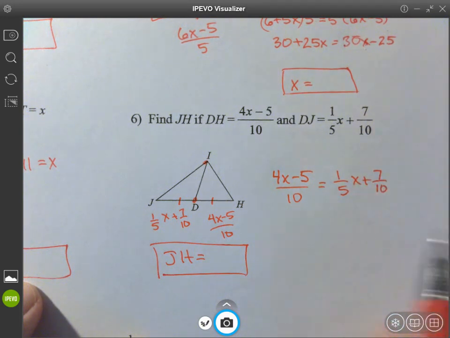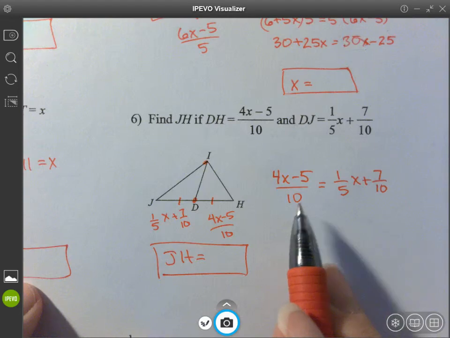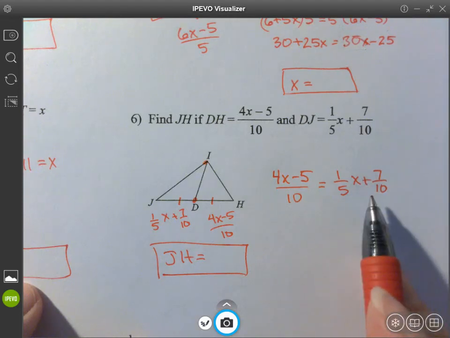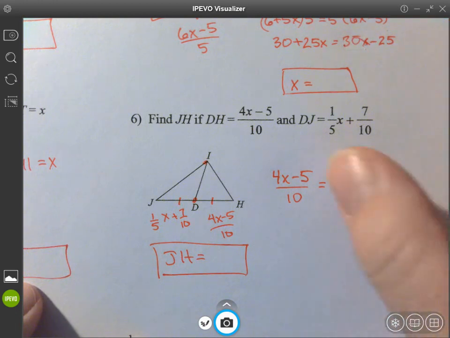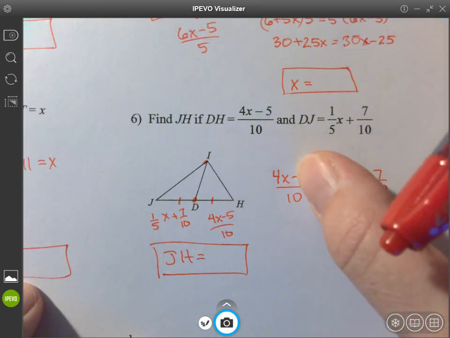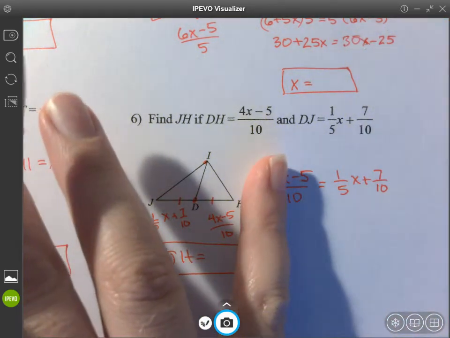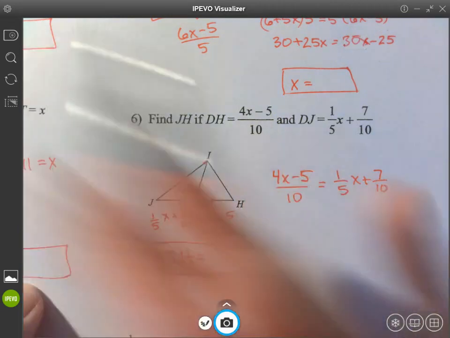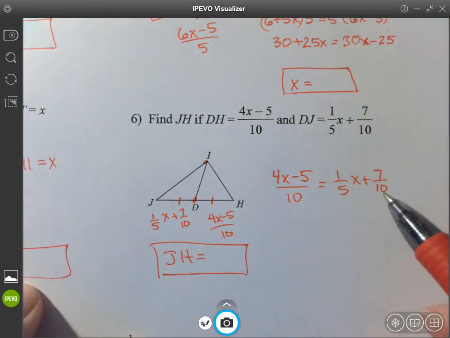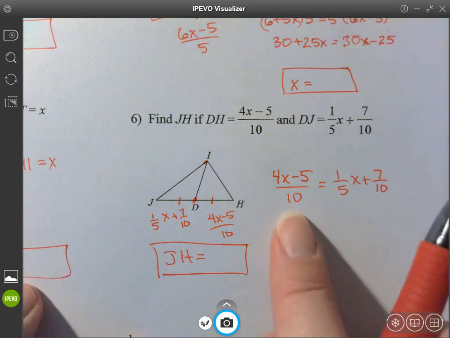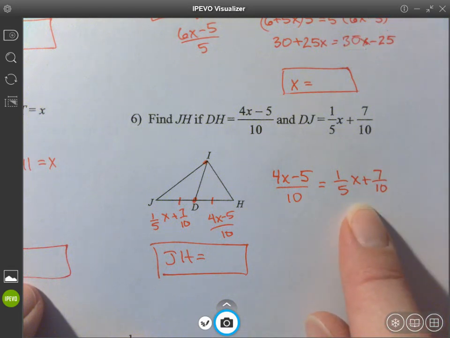So, guys, we're sort of stuck here because we have a fraction and then we have a mess over here. So you have two options. Option 1 would be to break this up and make it 4x over 10 and negative 5 over 10, or put this together as one fraction. What do you want to do? Do you want to break this up, or do you want to put this together?